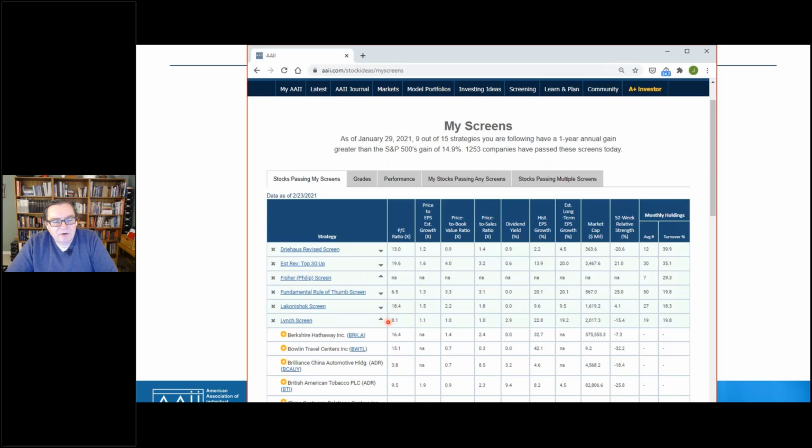You can click on the down arrow and see which companies are currently passing on them if you want to start tracking them. Kind of interesting right now, the Berkshire Hathaway happens to pass the Lynch screen. And then you can look at the characteristics of the strategy as a whole, as well as the stocks that make up the strategy.